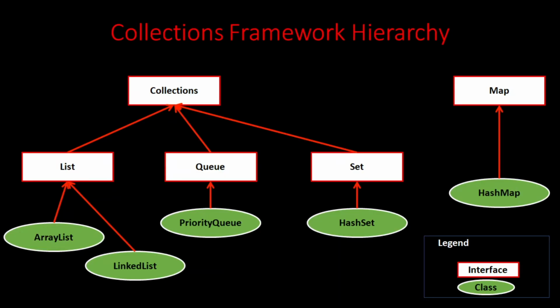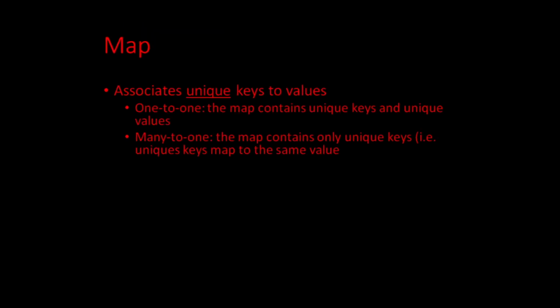Lastly, let's take a look at the map interface. You'll notice that map does not directly inherit from the collections interface, but map is an interface which provides us with valuable functionality as programmers. We can use the HashMap class as an implementation of the map interface. A map associates unique keys to values. Realize that there are two parts to the map, the key and the value.